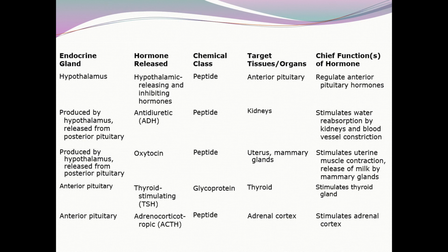Now let's look at the part of the table that describes what the anterior pituitary secretes. So the first one is thyroid stimulating hormone, and it is going to target the thyroid, and it will stimulate the thyroid gland.